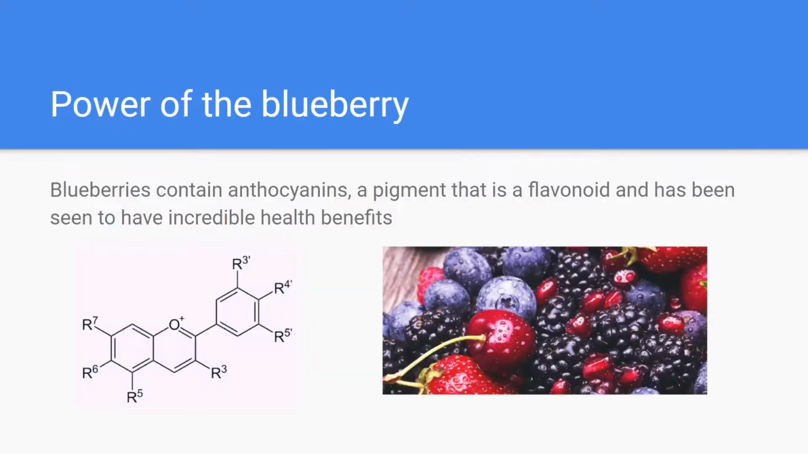But I also want to talk about the power of the blueberry. Blueberries contain anthocyanins. That is the pigment that gives blueberries their rich purplish blue color. However, that pigment itself is a flavonoid and has been seen to have incredible health benefits in humans. Flavonoids have been shown, specifically anthocyanins, to help reduce problems in the future for humans such as cancers and cardiovascular disease problems, such as reducing the chance of heart attacks and reducing the chances of hypotension and hypertension.